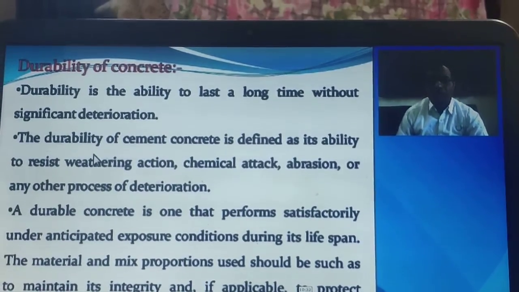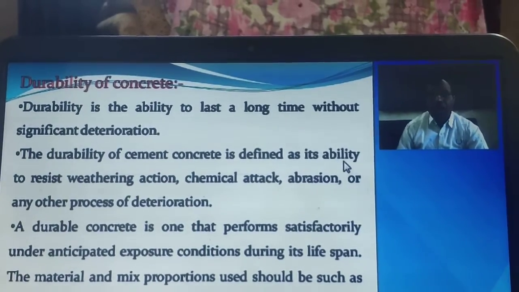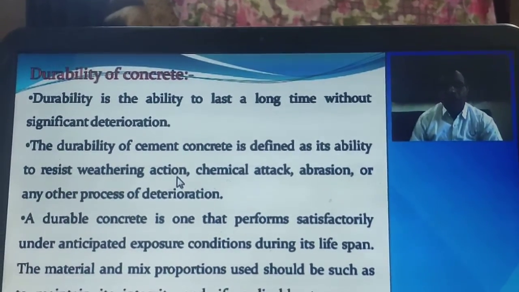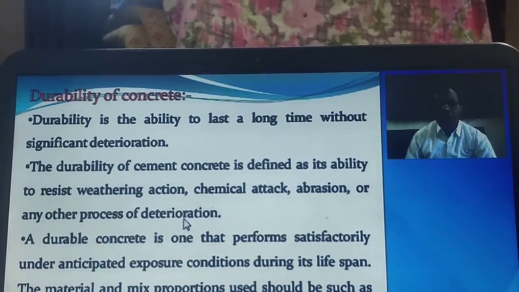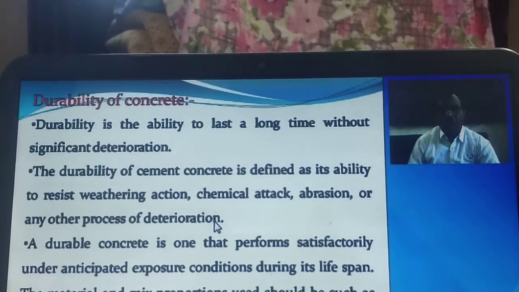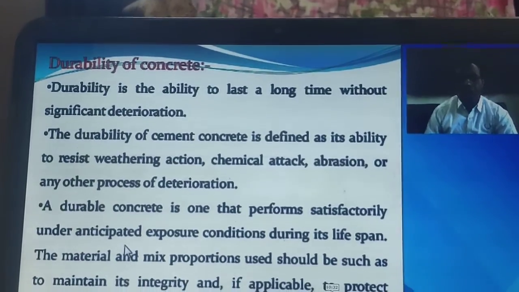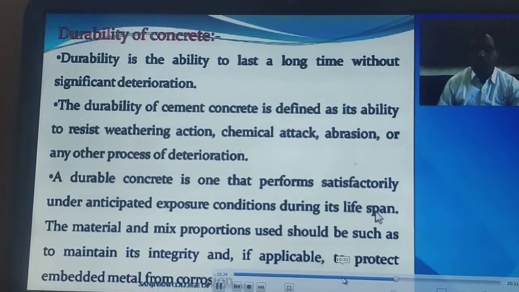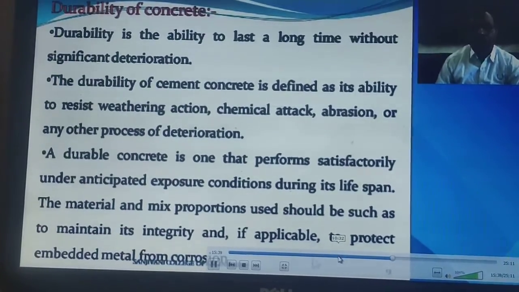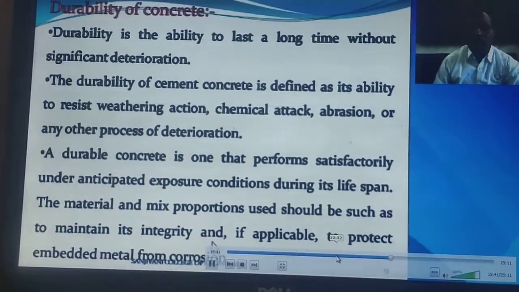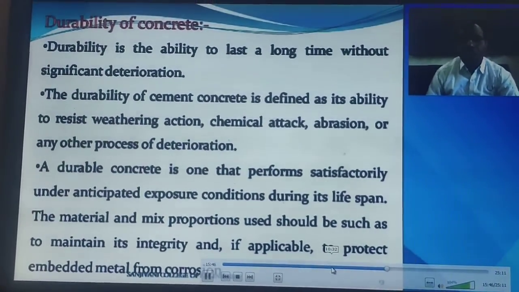We can also define the durability of cement concrete as its ability to resist weathering action, chemical attack, abrasion, or any other process of deterioration. A durable concrete is one that performs satisfactorily under anticipated exposure conditions during its lifespan. The material and mix proportion used should be such as to maintain its integrity and, if applicable, to protect embedded metal from corrosion.